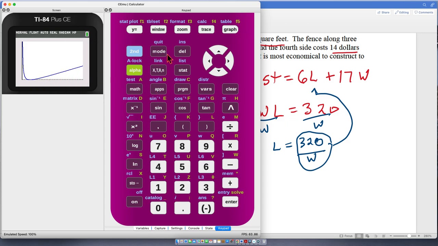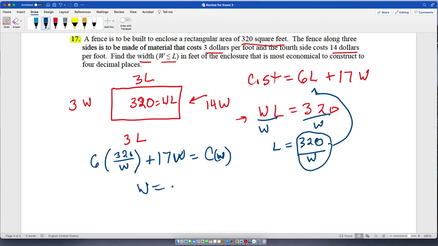So I can see there is a minimum here. I could go second calc, minimum, and it needs a left bound, so I need to go to the left of the minimum, go all that way. I'll put enter there, and then I need a right bound, which is to the right of the minimum, go over there, enter, and then it wants a guess. I hit enter for a guess. Easier to read up there. And our minimum is that if the width is 10.627, what does that say? 10.6273. Actually, the 3 gets rounded up to a 4.